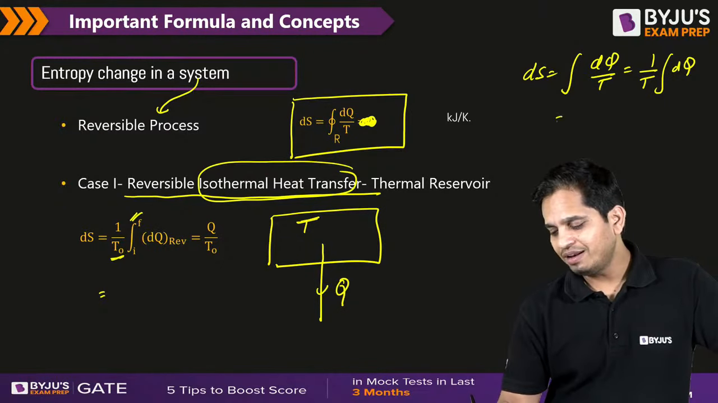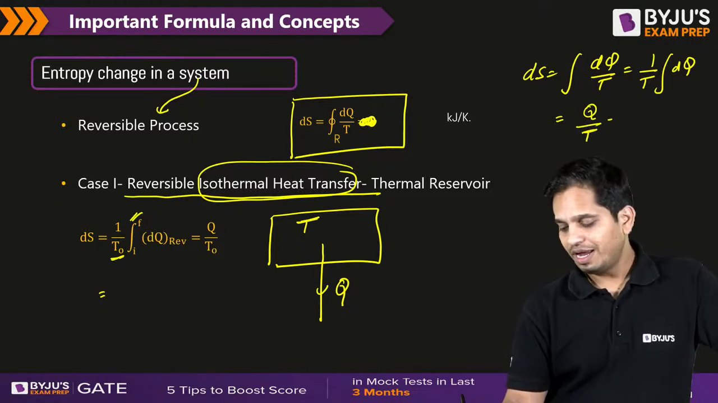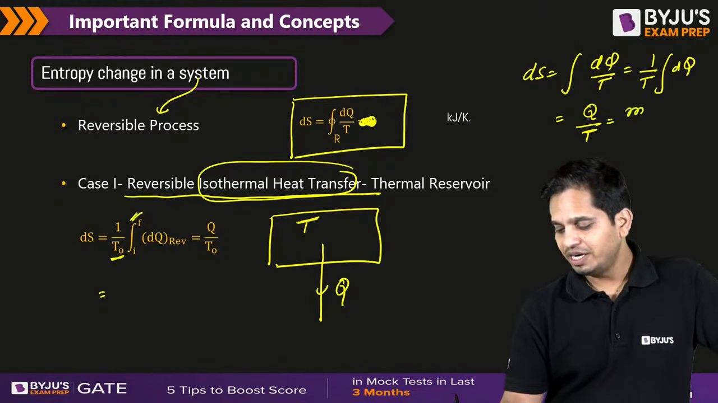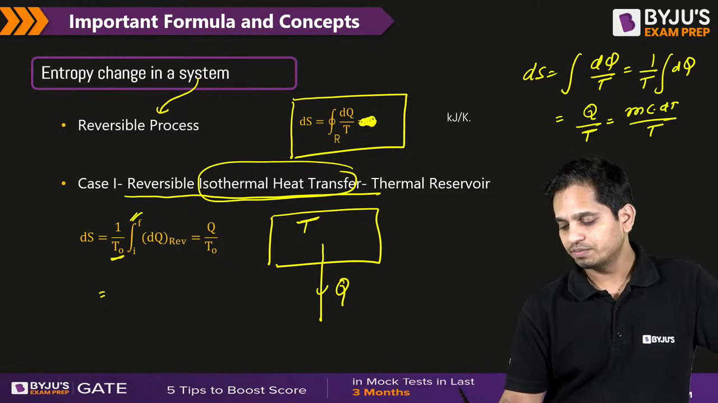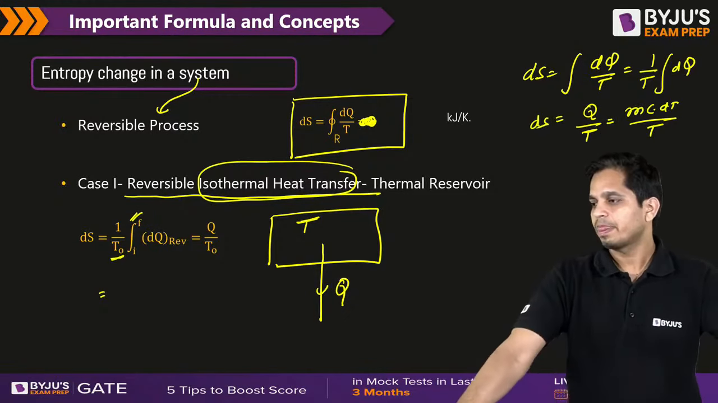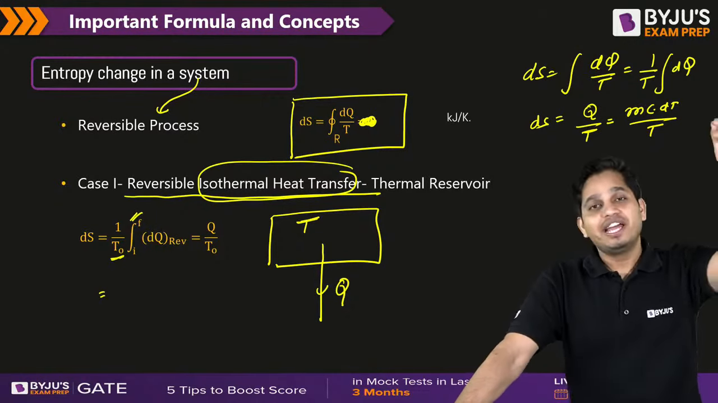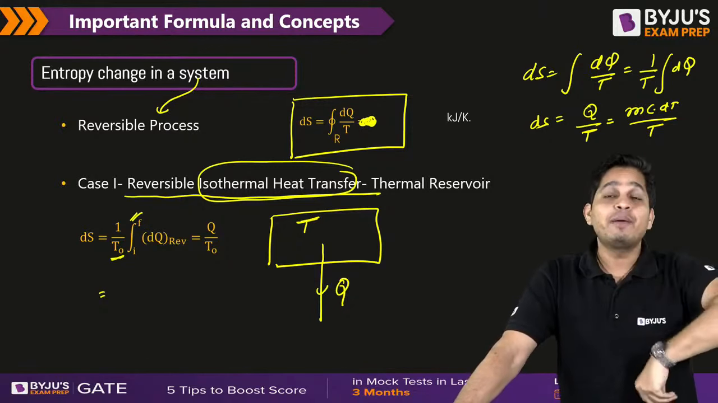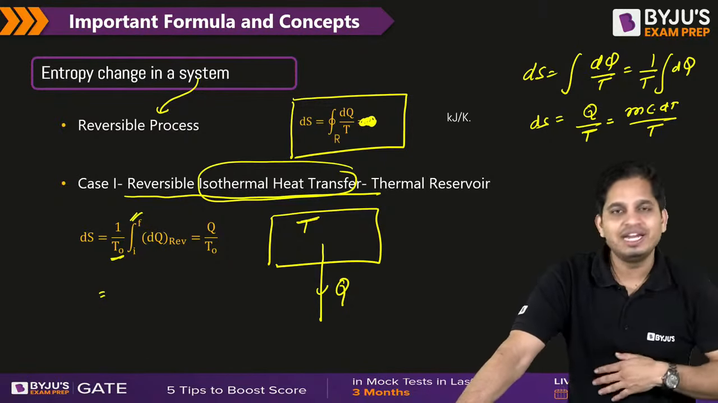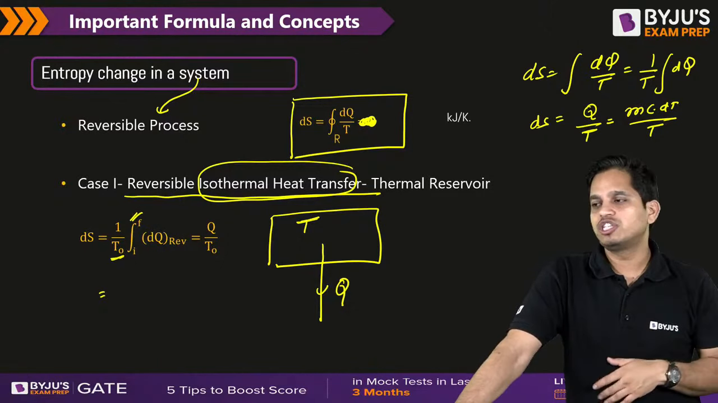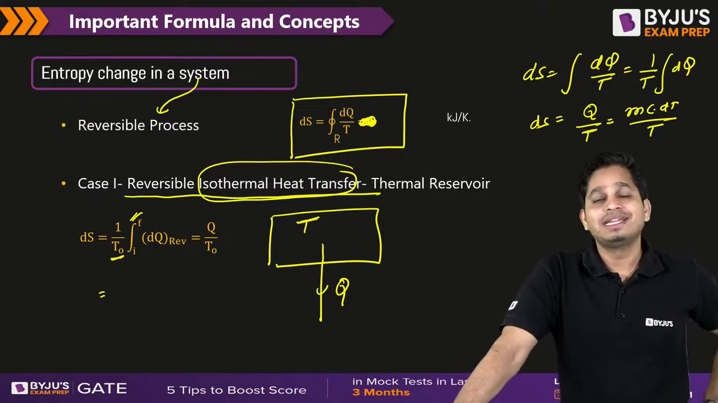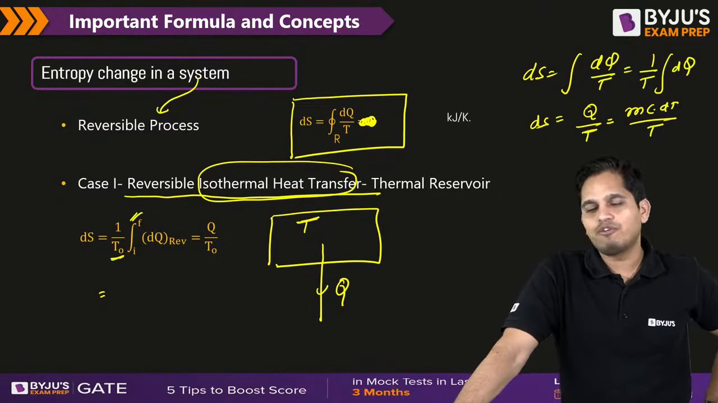Now I can use Q by T. When I integrate dq, I will find Q. Something like this I can do. Temperature is not always constant; it is not a necessary condition. I am saying if the temperature of the system is not changing when I am giving heat or the system is giving me heat, in that case you can use this particular formula.